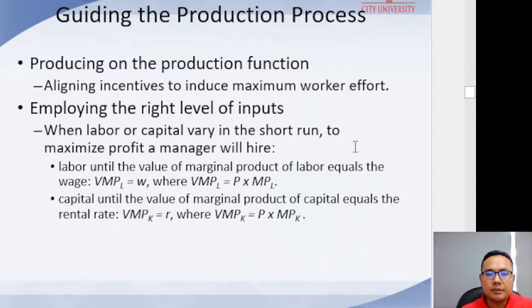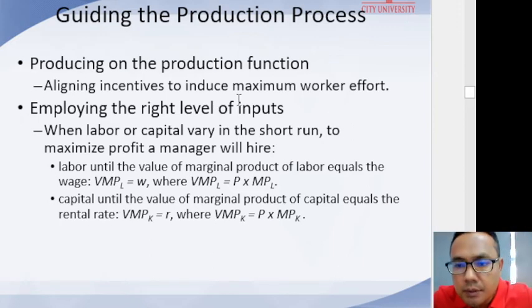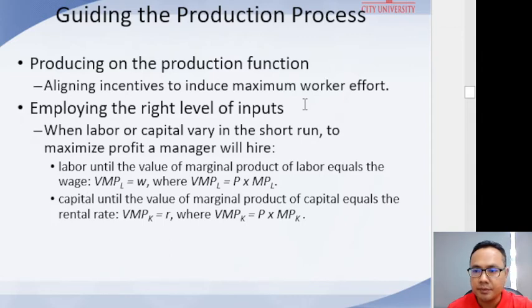Producing on the production function, aligning incentives to induce maximum worker effort. This is some guidance for managers. This is also the role of the manager that we discussed in part one. We have to produce on the production function and employ the right level of input. So when labor or capital vary in the short run to maximize profit, a manager will hire. This is also something we discussed in part one.